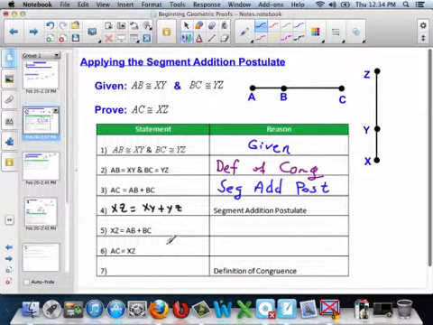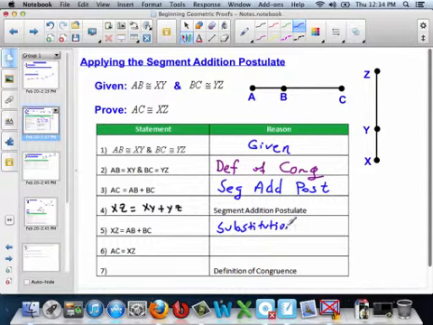Okay, what happened from line 4 to line 5? What did we do? Substitution. That's substitution. Caleb, how did I substitute? You substituted the XY, you put an AB for XY, and BC for YZ. Good. What about line 6? Substitution again. Yeah, what did I substitute that time? Yeah, so in this case, I took the AC and put it in place of AB plus BC.